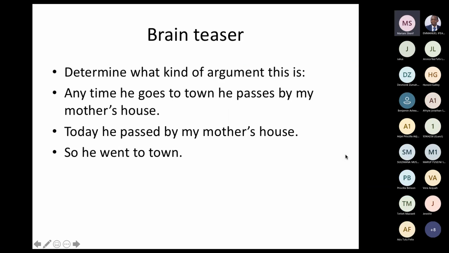So it is affirming the consequent. That means it's an invalid argument. Can you explain why it's an invalid argument? By looking at the argument itself.